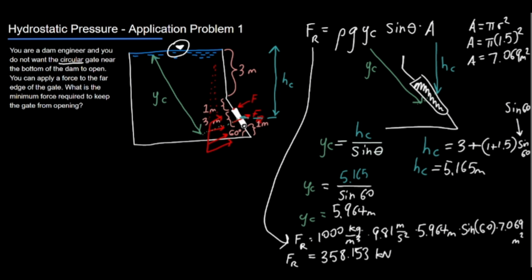But that's not the answer. Because as I said, this is a moment balance. And so while we have half of the answer, we need to figure out where this force is being applied. Because if you look here, this is not simply rectangular. And so this is instead applying through the center of pressure, and we need to calculate that.